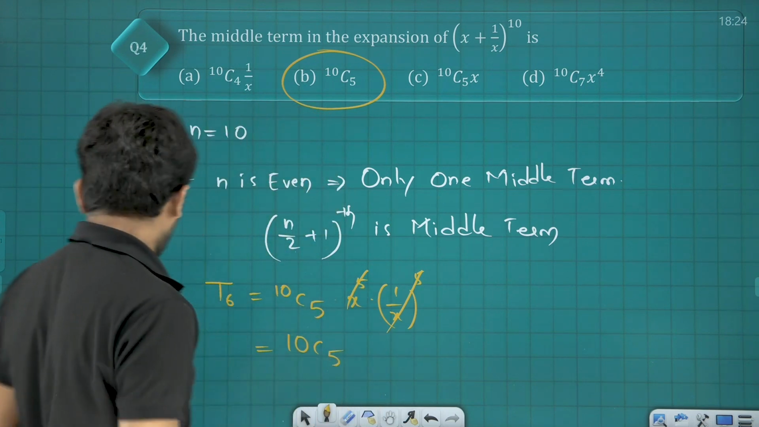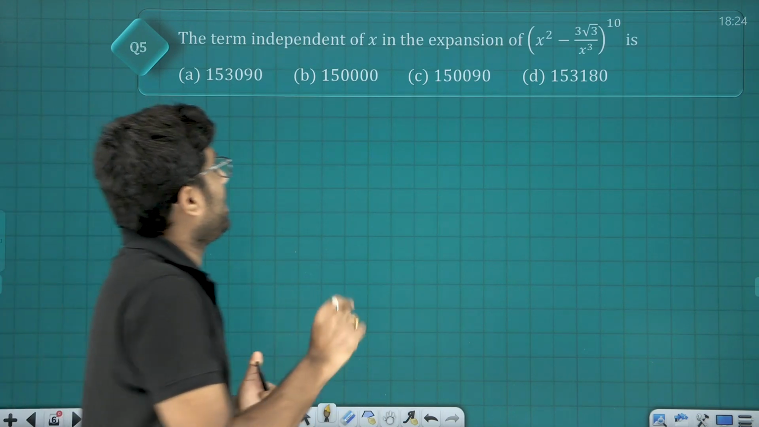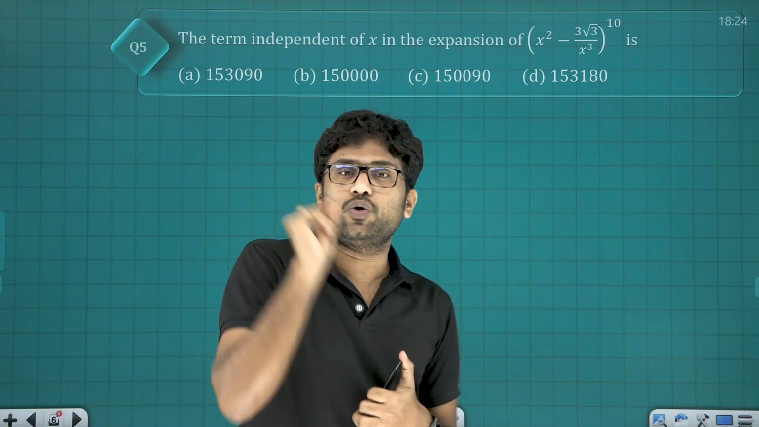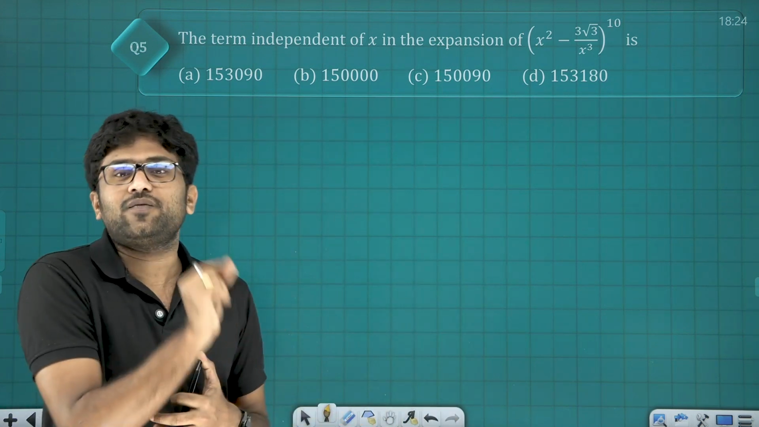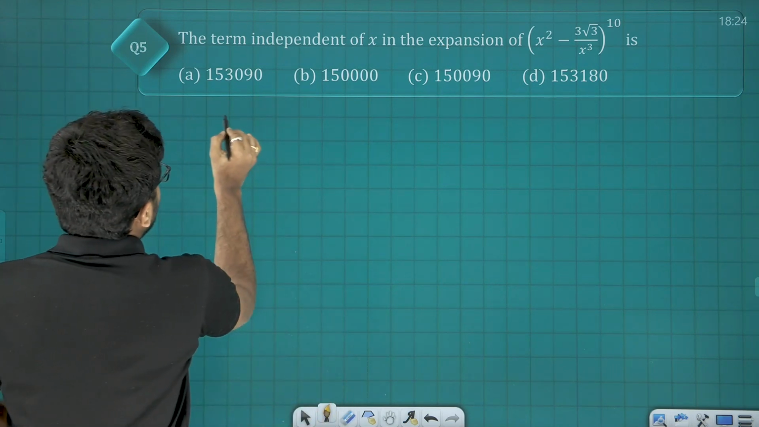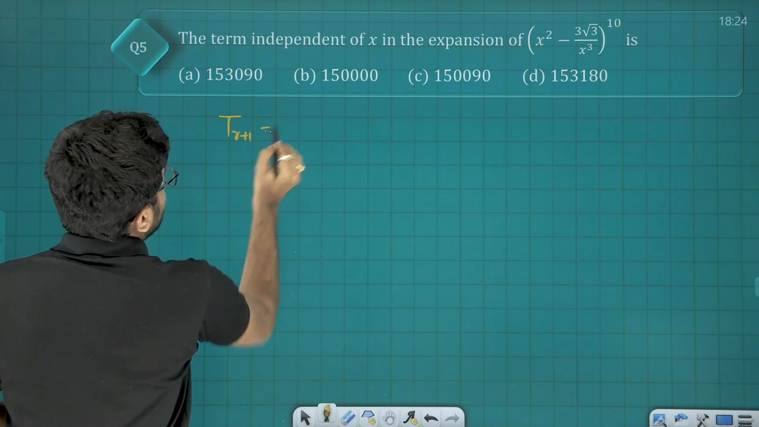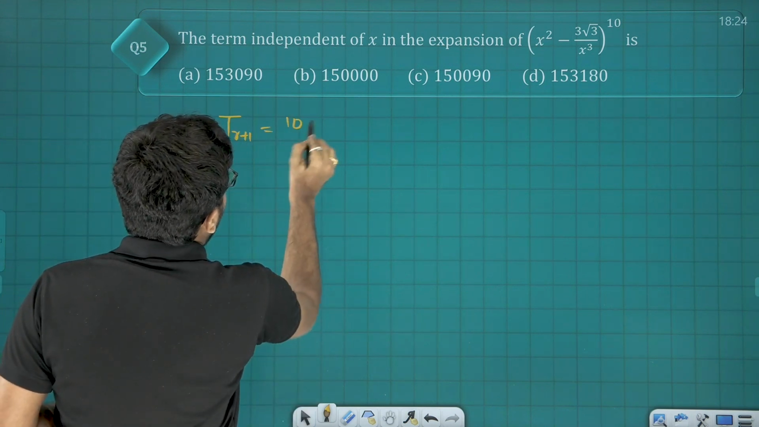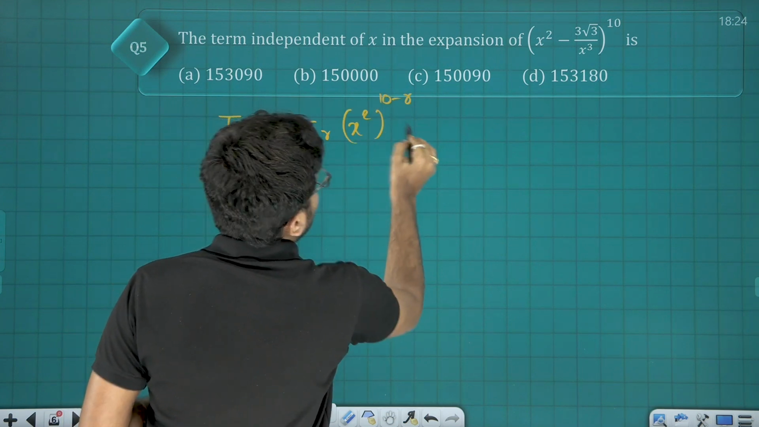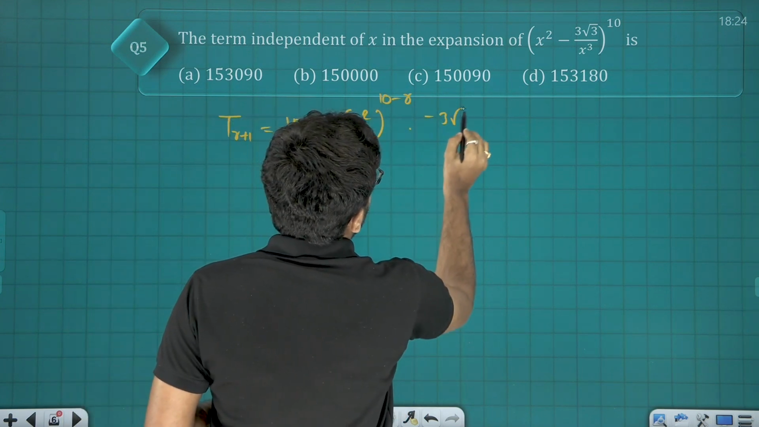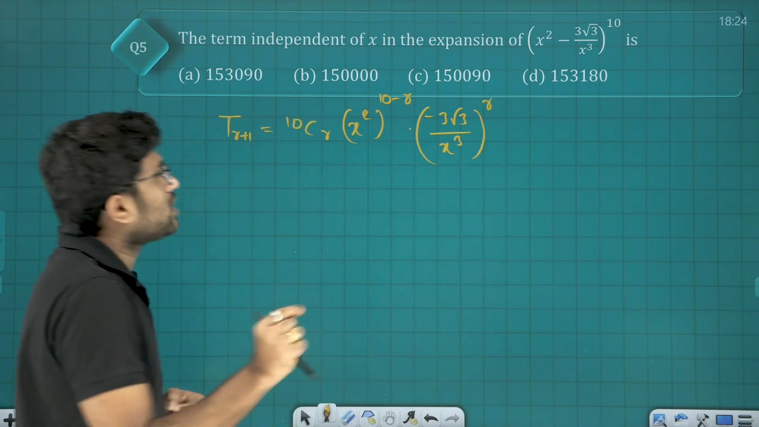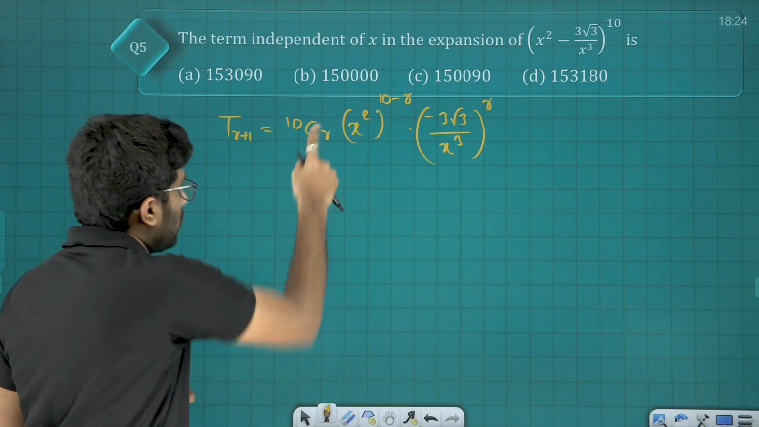Clear? Next question. The term independent of x in the expansion of (x square minus 3 root 3 divided by x cube) whole raised to 10. So for a term independent of x in any expansion, what do we do? First we write the general term. T(r+1) is equal to 10Cr into (x square) whole raised to 10 minus r into (minus 3 root 3 divided by x cube) whole power r. Now focus only on x powers, friends.